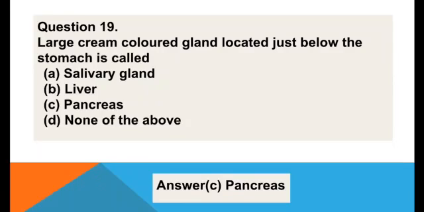Liver secretes bile juices which are stored in the gallbladder, as you know, and pancreas secretes the pancreatic juices. The juices secreted by the liver and the juices secreted by the pancreas go to the stomach. They are received by the stomach.